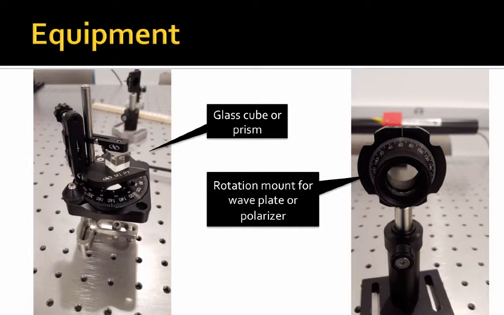The new equipment that you'll have for this lab, in addition to other things that you've used before, are rotation mounts for things like wave plates or polarizers, and a mount that will rotate along the perpendicular axis for something like a glass cube or a prism that we can reflect light off of.